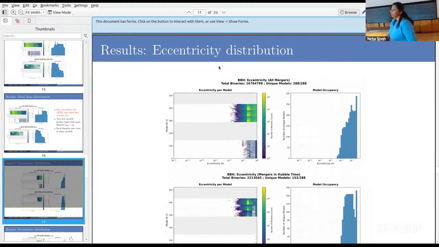Now, if you ask which of these will merge within Hubble time, you get this kind of plot. Why? Because the gravitational radiation formula already tells you that if the binary is highly eccentric, it will merge faster because it radiates more. So the binaries here, since they were low eccentricity binaries, will not merge within Hubble time, although they are formed by this model. And the only ones that you will see merging are these ones.